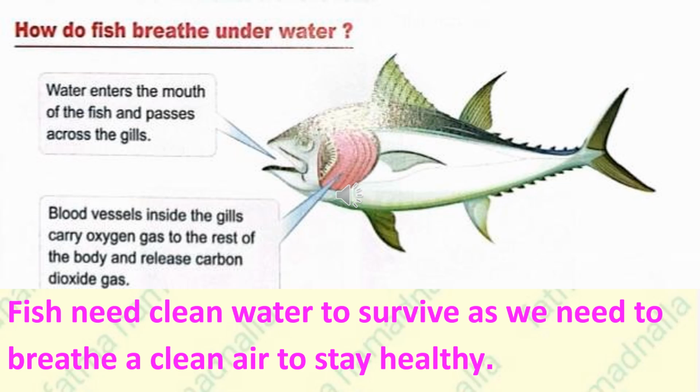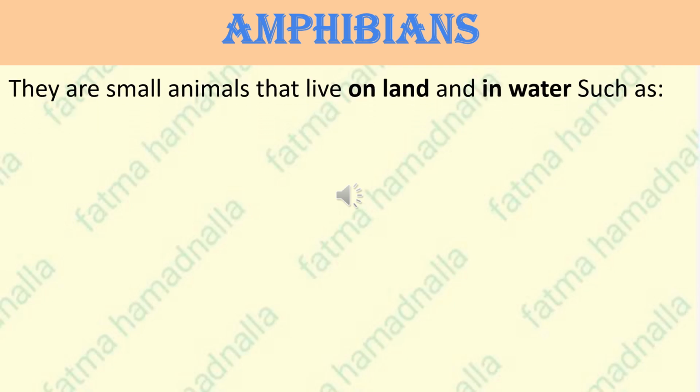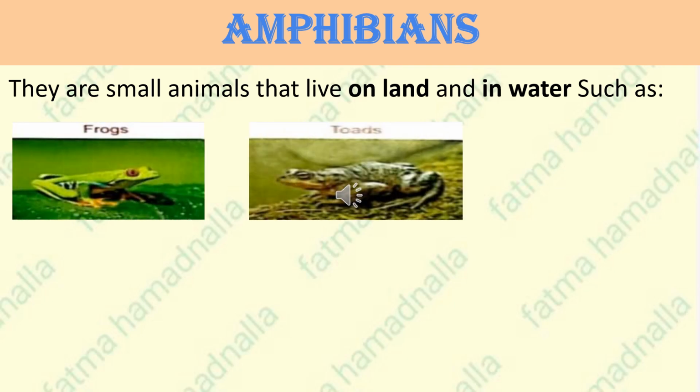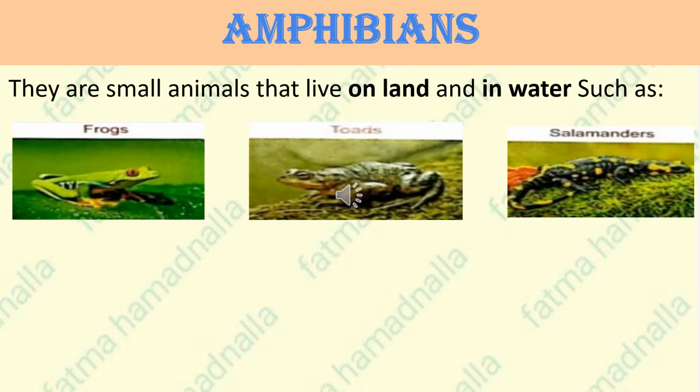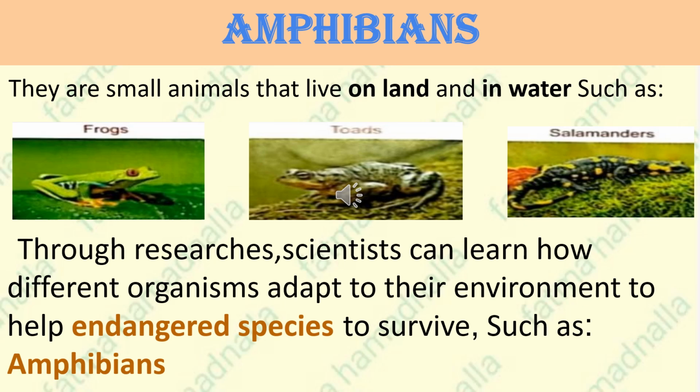Okay? There are other living organisms that breathe oxygen in different ways, which are amphibians. What are amphibians? They are small animals that live on land and in water, such as frogs, toads, and salamanders. Okay. Through research, scientists can learn how different organisms adapt to their environment to help endangered species to survive, such as amphibians.